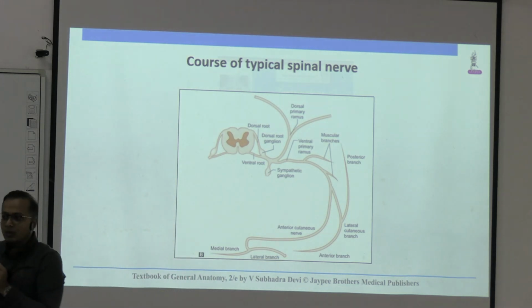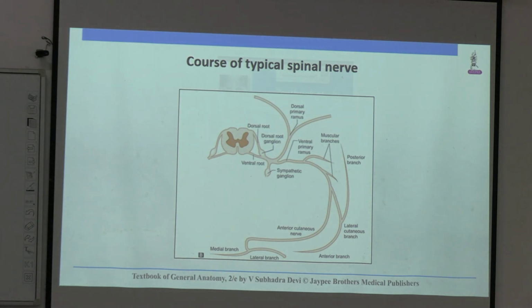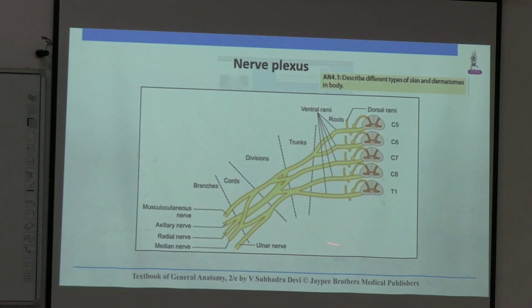So this appears to be a small thing, something coming, uniting and splitting. But whenever you are learning on a larger scale, comprehending and understanding it will be difficult. So you have to keep this picture in mind at the beginning of all of these things, whenever you are going to learn about this particular nerve complex, which is known as the brachial plexus.